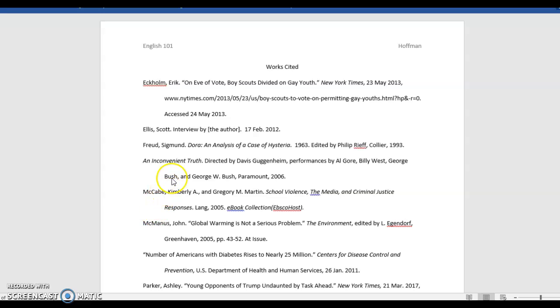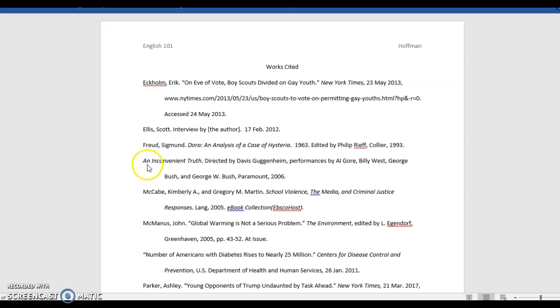Also, this is in alphabetical order. We do not put works by order that they appear in the essay, or how frequently we use them, or the order in which you discovered them in your research. Alphabetical order. This is pretty easy with a couple of exceptions.